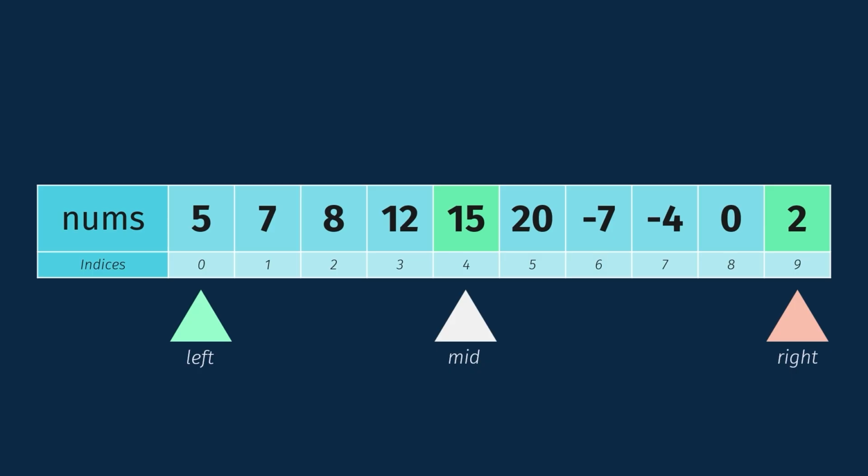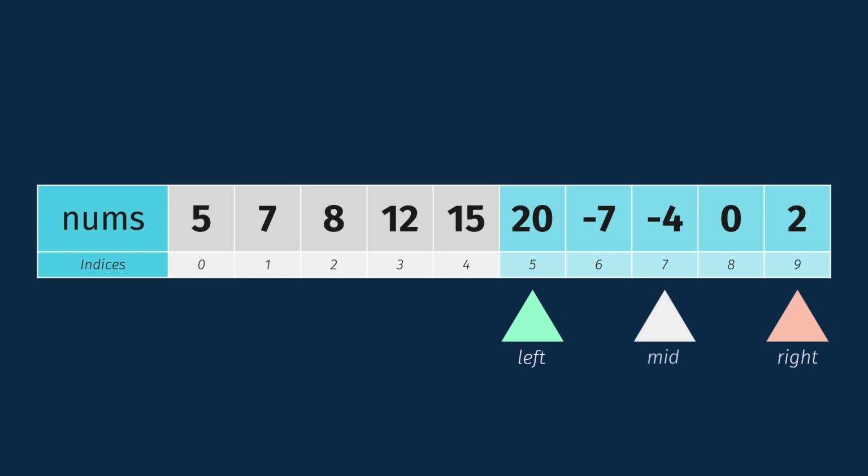Now because we know the minimum is on the right side, we can completely eliminate the left half. We do this by moving our left pointer to mid plus 1, which is index 5. Our new search space is now from index 5 to 9. So, time for another round. Let's recalculate mid for our new search space. So 5 plus 9 by 2 gives us 7. So our mid pointer is now at index 7, pointing to the value minus 4.